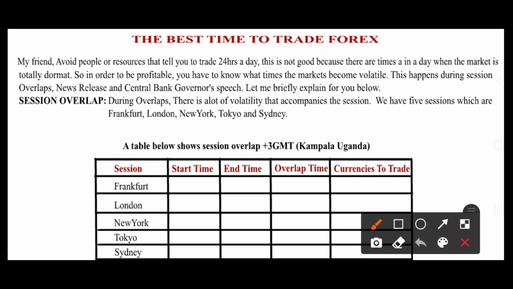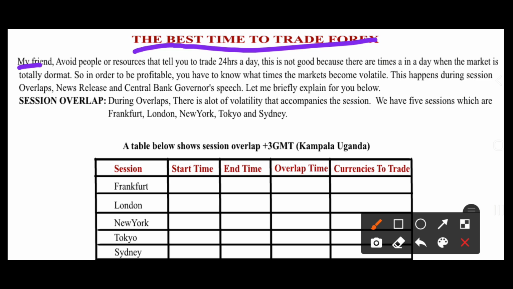About the best time to trade Forex. So, my friend, avoid people or resources that tell you to trade 24 hours a day. This is not good because there are times in a day when the market is totally dormant, and that's very true. The Forex market operates 24 hours a day, but you don't need to trade it 24 hours a day, because there are some times when the market is not moving at all, when it's totally dormant, most especially Monday nights when it has just opened.